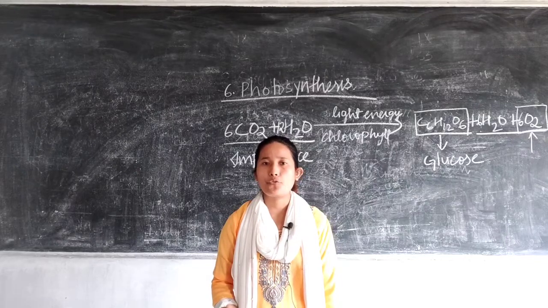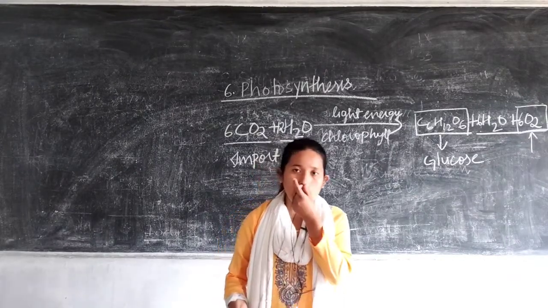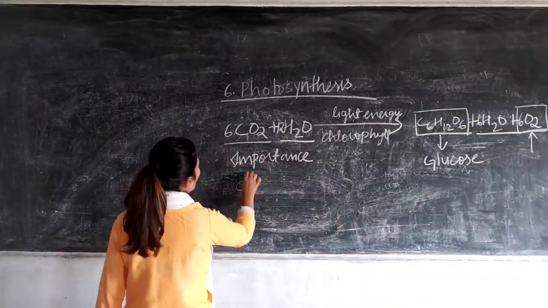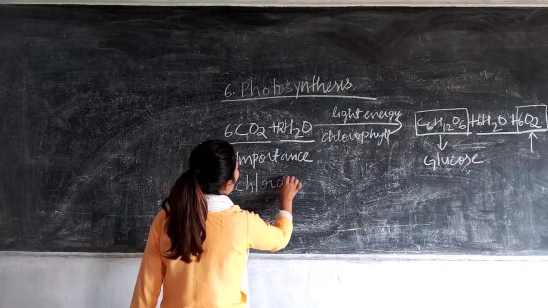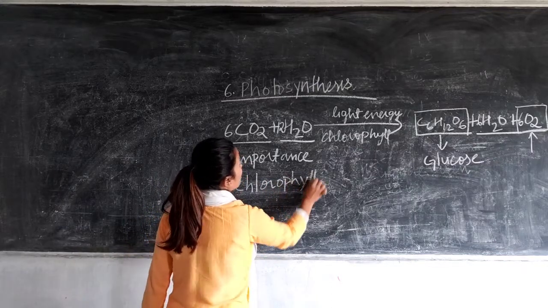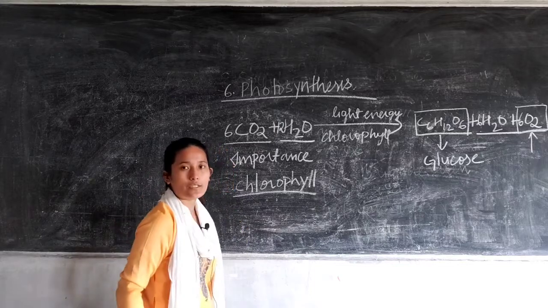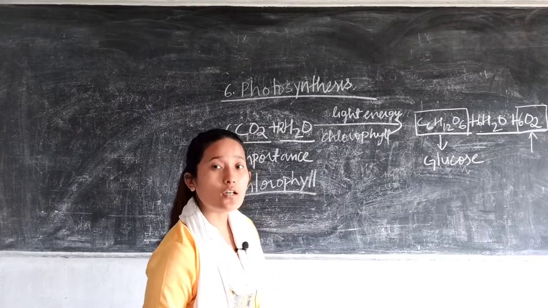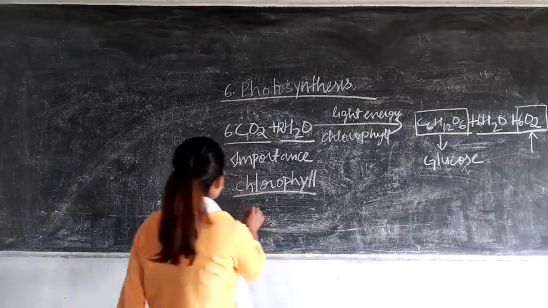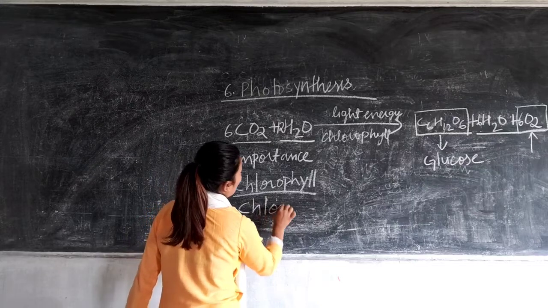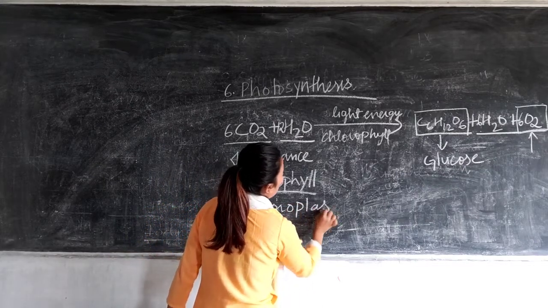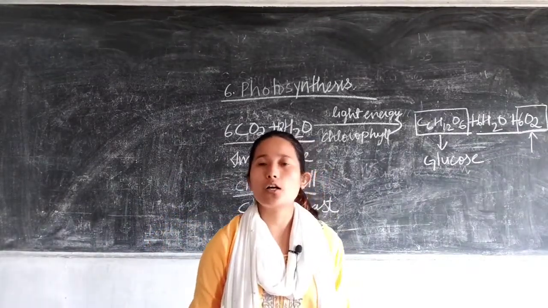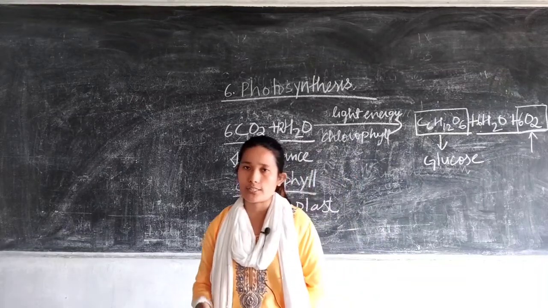Now green plants prepare food, right? Why only green plants? What is the green color of the plant? The green color of the plant is because of a pigment called chlorophyll. Now this chlorophyll helps in trapping the sunlight. This chlorophyll is present within a cell organelle called chloroplast. Because of the presence of this chlorophyll only, photosynthesis is possible.